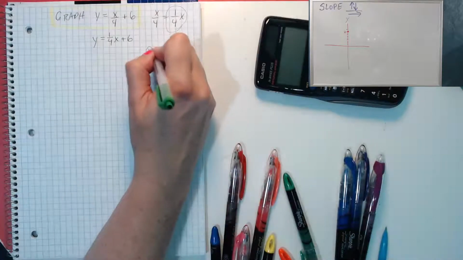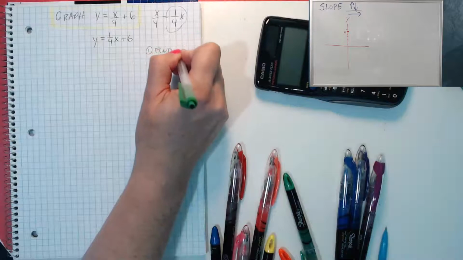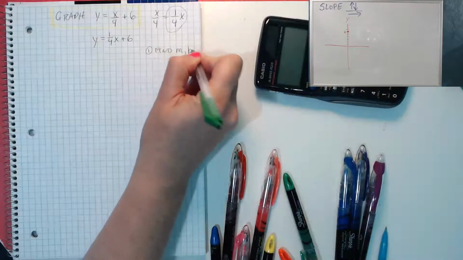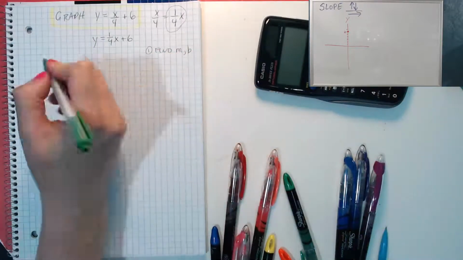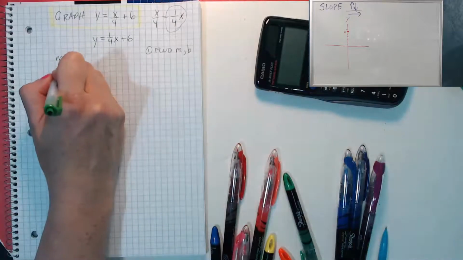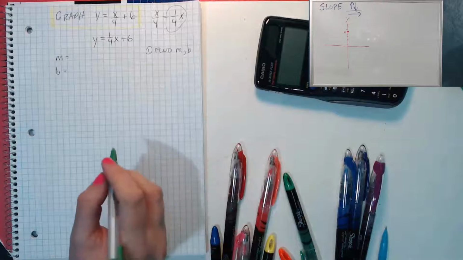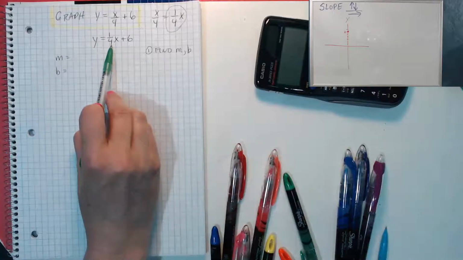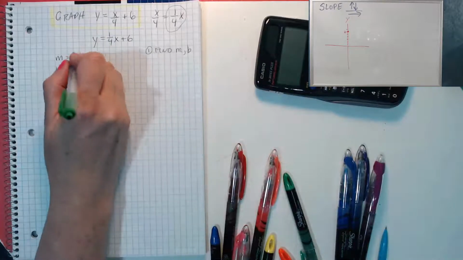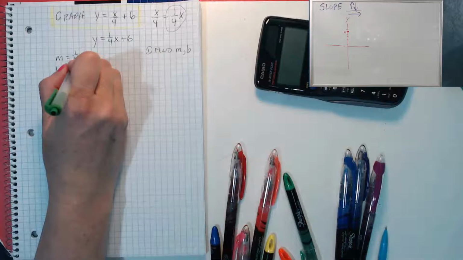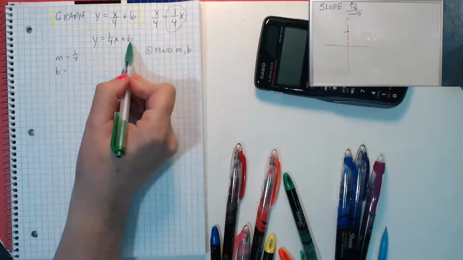1, find m and b. So what is m and what is b? Does anyone know what m is? I'm pointing to it. Slope is 1/4. And the y-intercept is 6.